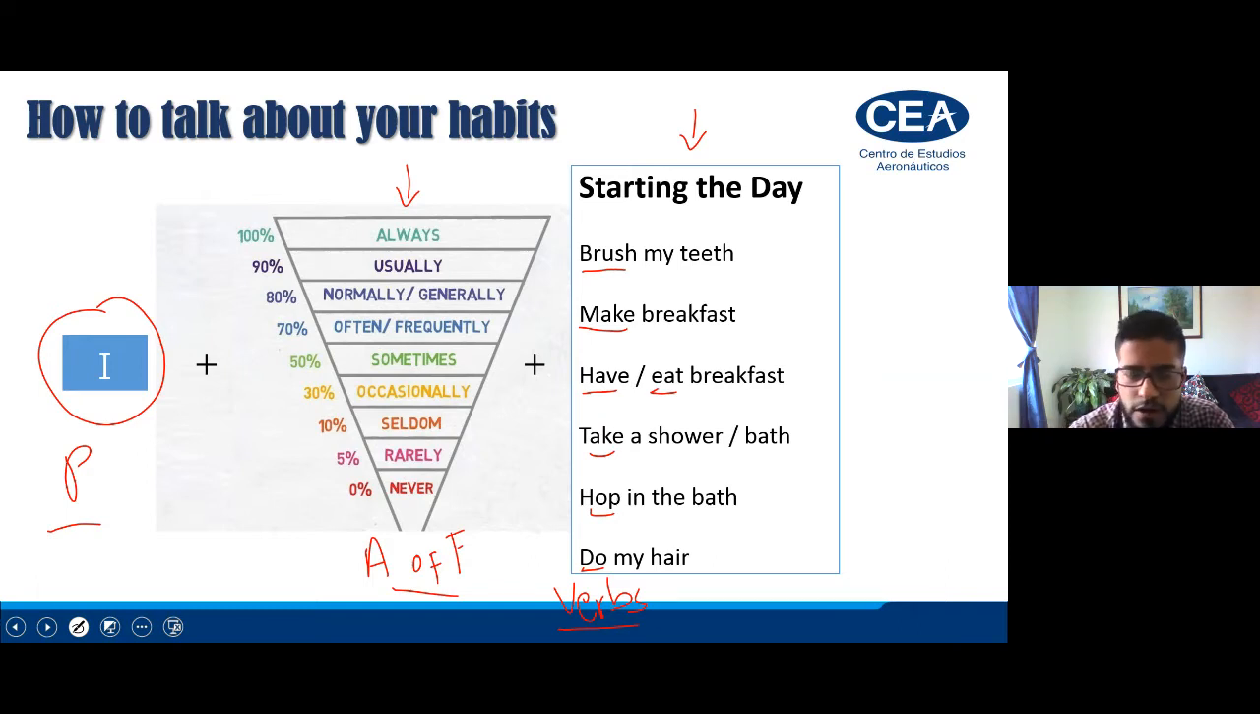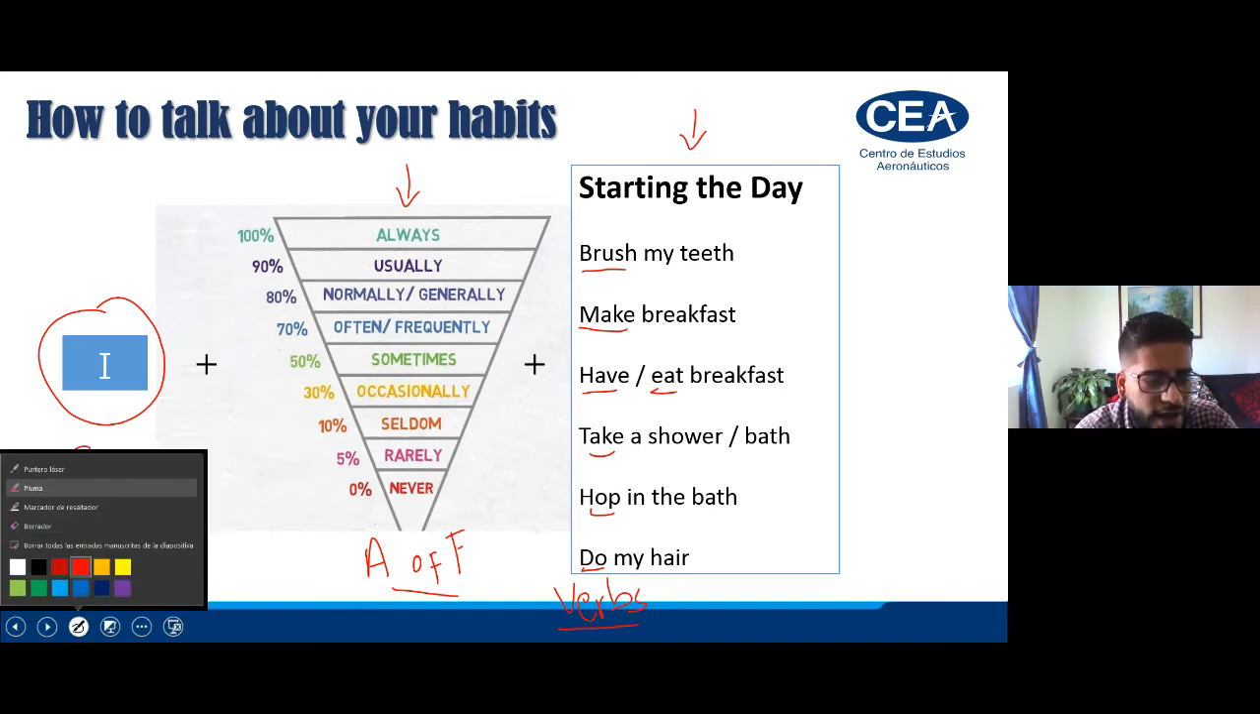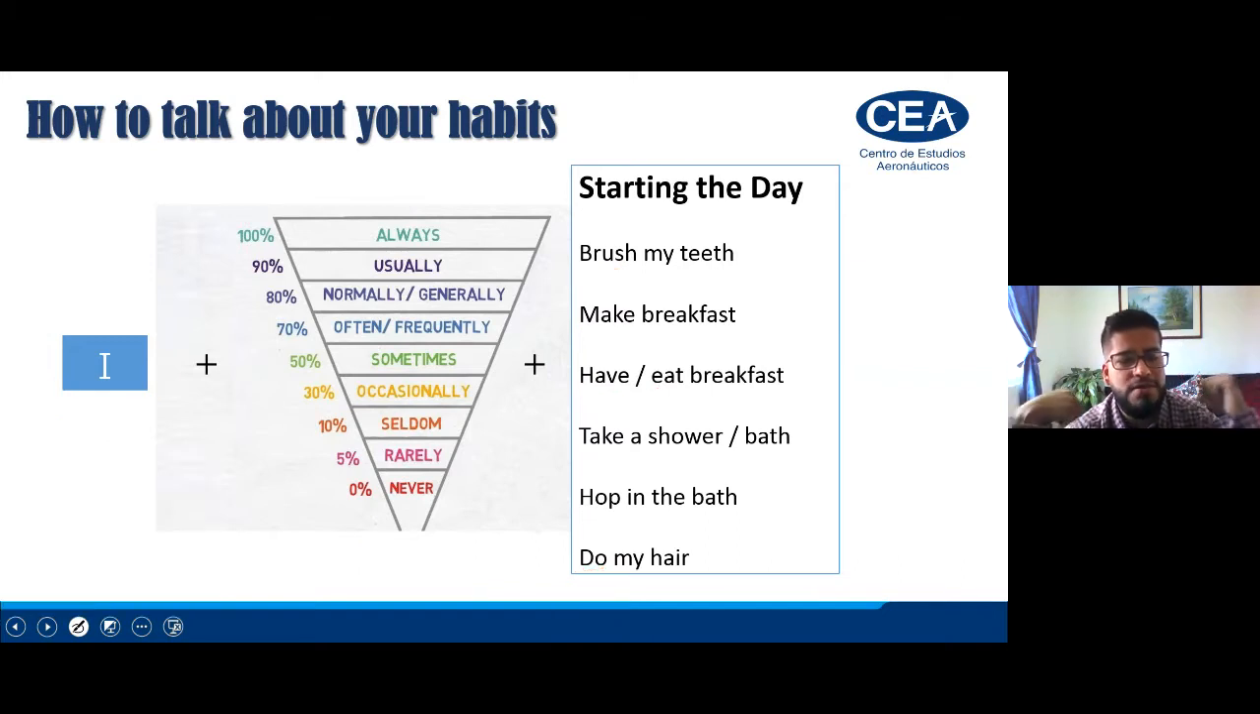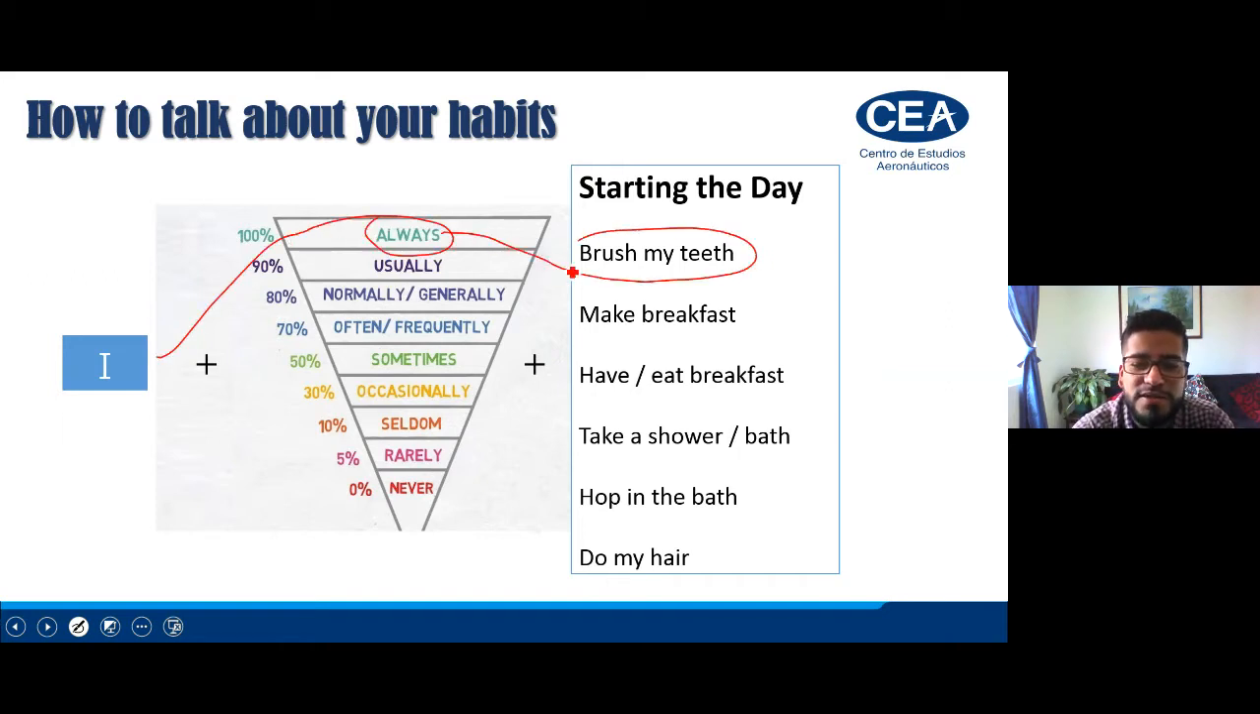Now we have some complements, and those examples, in this slide, are really short. For example, brush my teeth. Obviously, maybe everyone does this. So I can say, I always brush my teeth. Or I can say, starting the day, I always brush my teeth.